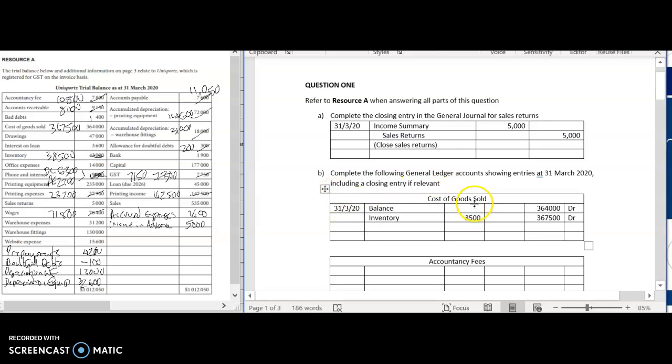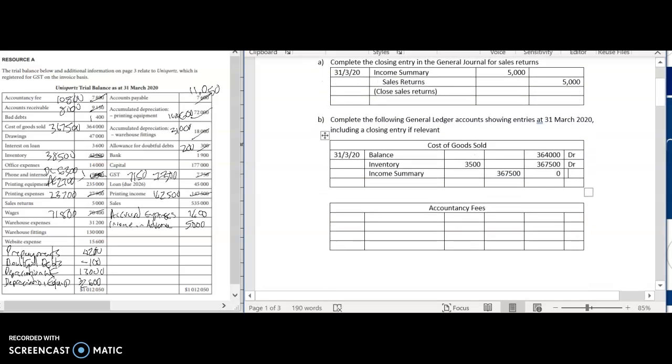Now cost of goods sold, because it's an expense account, we have to close that off. Where do we close it off to? Good. And because it's 367,500 debit, how do I get rid of it? That's right, put it in the credit. Make sure you put 0 or nil at the end of it. So that's cost of goods sold.